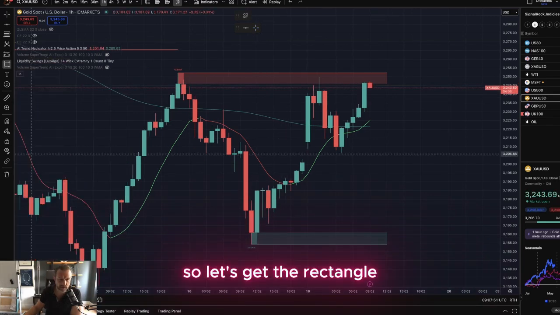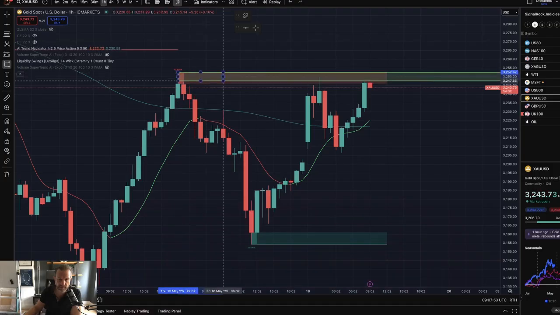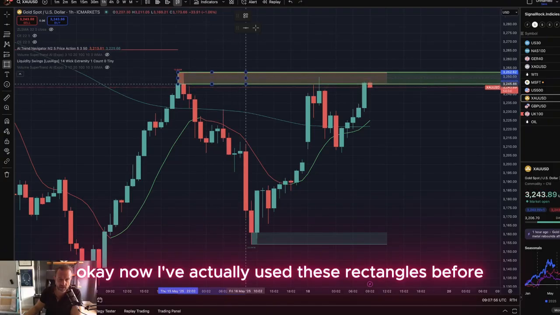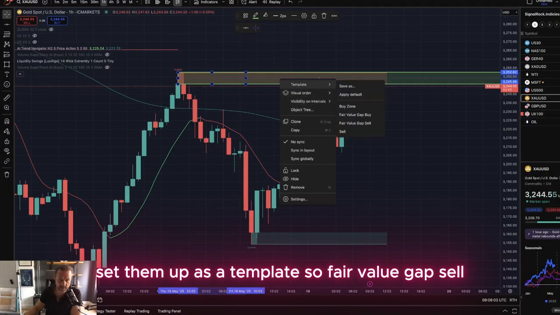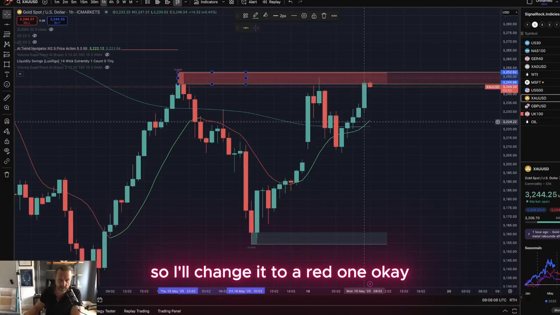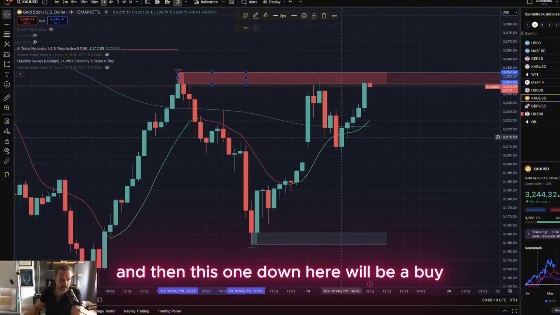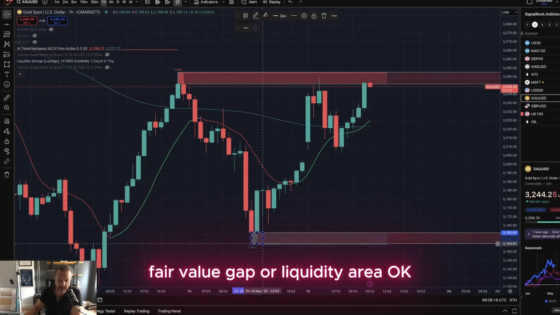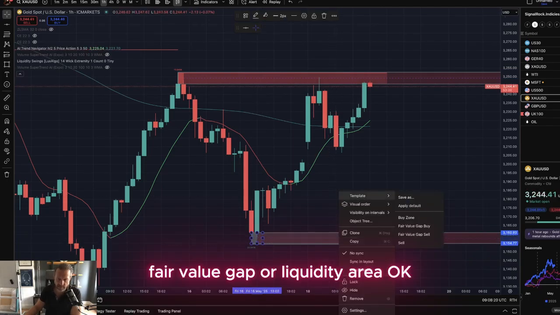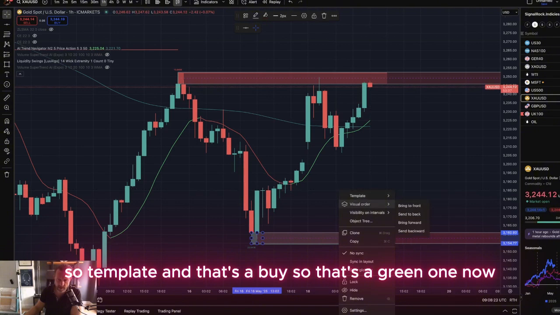So let's get the rectangle and draw that over here. Now, I've actually used these rectangles before, so you can set them up as a template. So fair value gap, sell, so I'll change it to a red one. So I'm selling, and then this one down here will be a buy. So I need to change that to a buy, fair value gap, or liquidity area. So template, and that's a buy. That's a green one now.